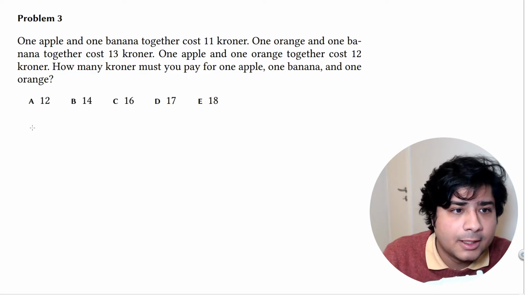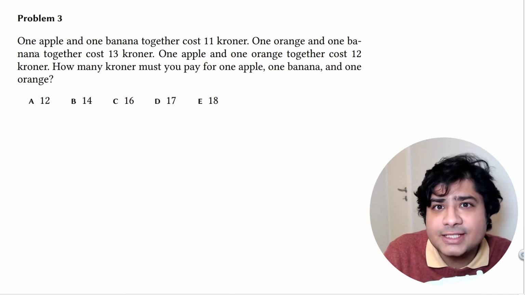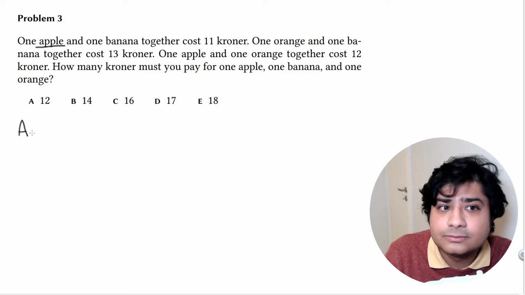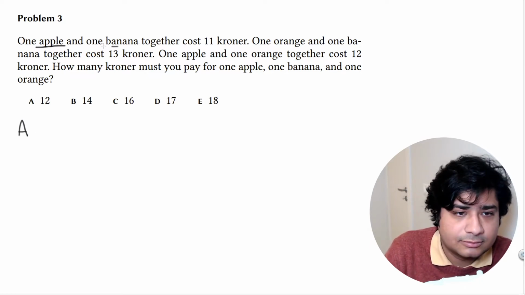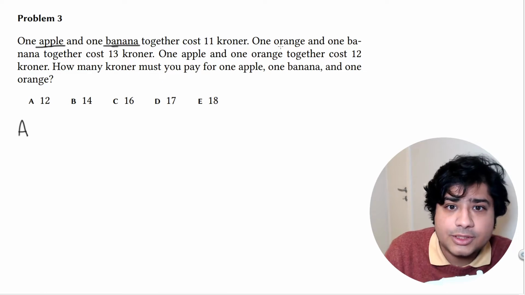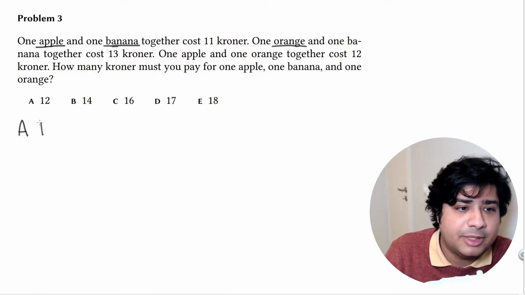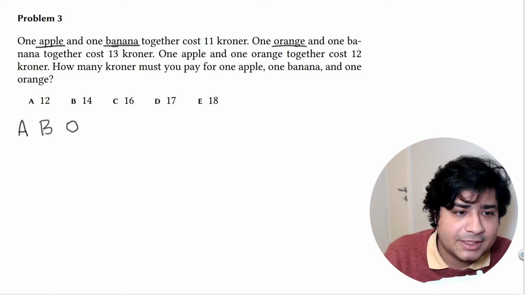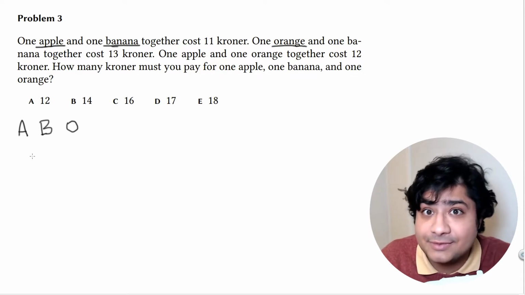The first thing I want to do is simplify this for myself, and I want to say apple is A. Bananas are B. And oranges are going to be O. So now I have A, B, and O that I'm dealing with. This, of course, is going to make it easier than having to write apple and banana all the time. It's going to save us time.